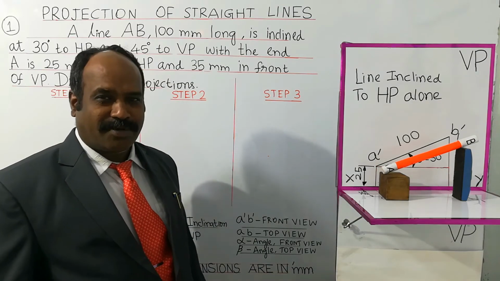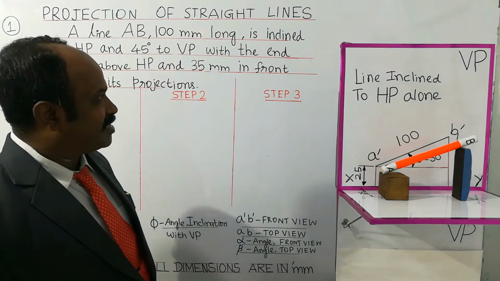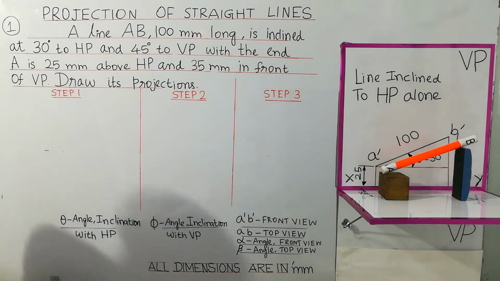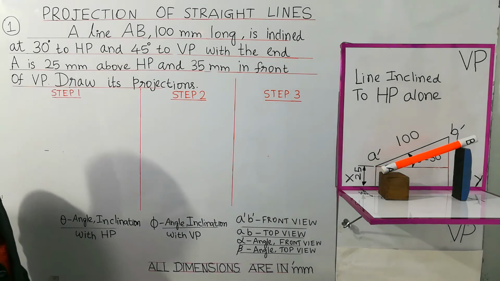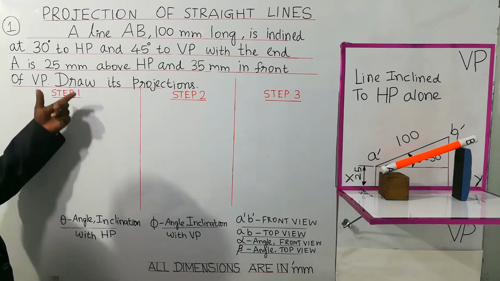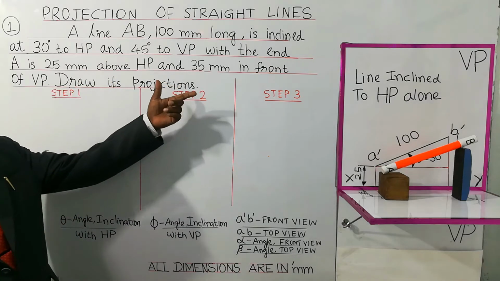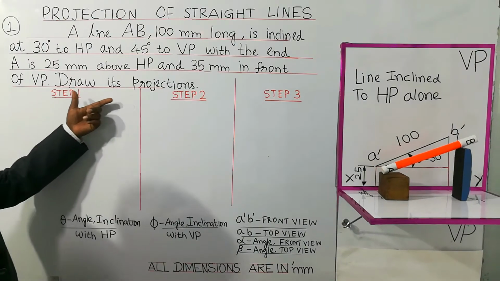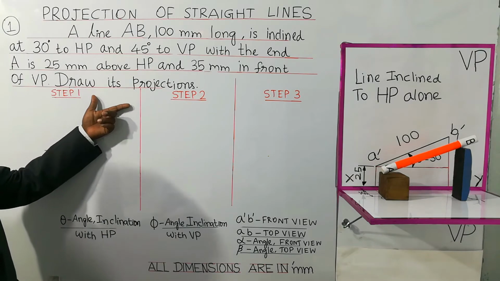Yes, the topic is projection of straight lines. Consider a question given like this: a line AB, 100 mm long, is inclined at 30 degrees to HP and 45 degrees to VP, with the end A 25 mm above HP and 35 mm in front of VP. Draw its projections.